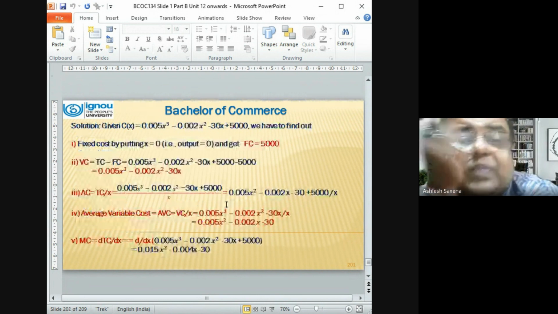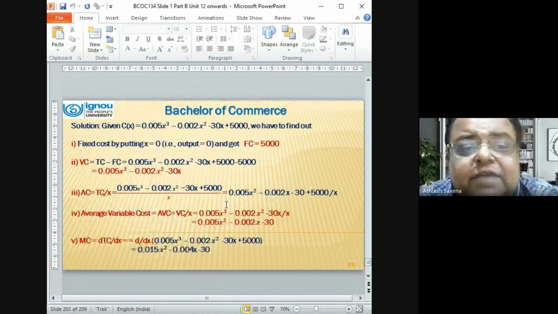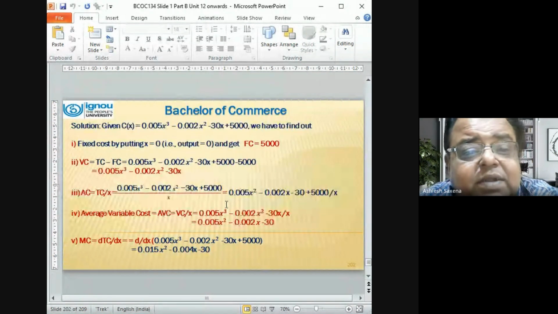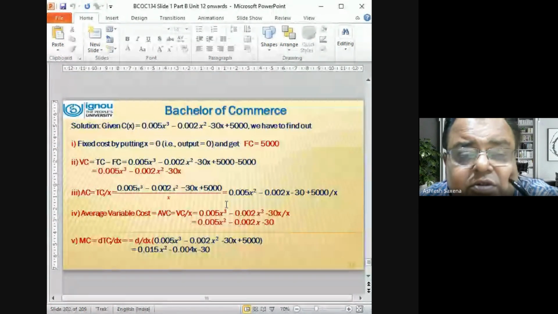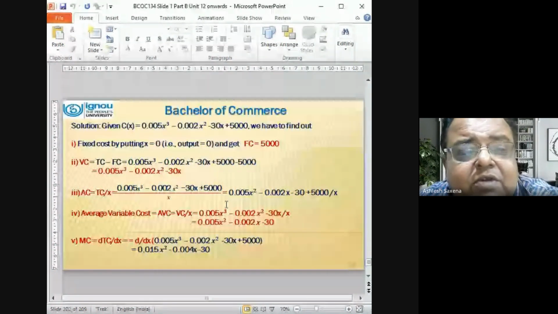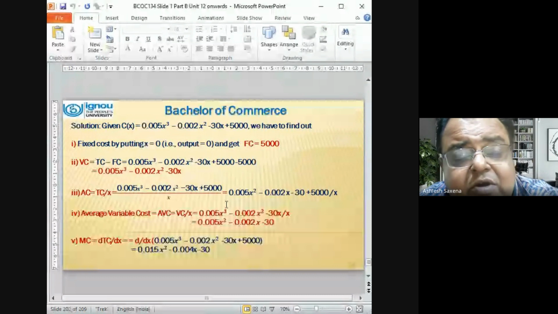Here you can see the cost function is this. Fixed cost will be found by putting x equal to 0. You will get fixed cost as 5,000. Variable cost is total cost minus fixed cost. That means 0.005 x cube minus 0.002 x square minus 30x. This is the variable cost. Average cost is total cost divided by x. Average variable cost is variable cost divided by x. Marginal cost is the derivative of total cost.